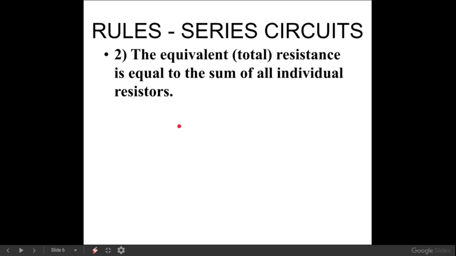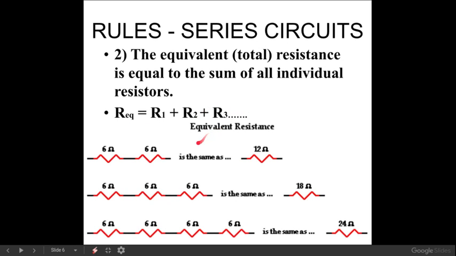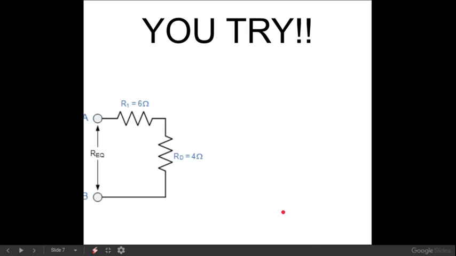So our second rule of series circuits is that the equivalent, which is a fancy word for total resistance, is equal to the sum of all the individual resistors. In equation form, we could write it like this. The equivalent resistance is equal to resistor 1 plus resistor 2, plus resistor 3 if there is one, and so on if there's more than that. So you can see a few quick examples here. 2 6-ohm resistors is the same thing as 12 ohms. Just add them up. 3 6-ohms would be 18 then, and 4 6-ohms would be the same thing as 24. We simply add them up.